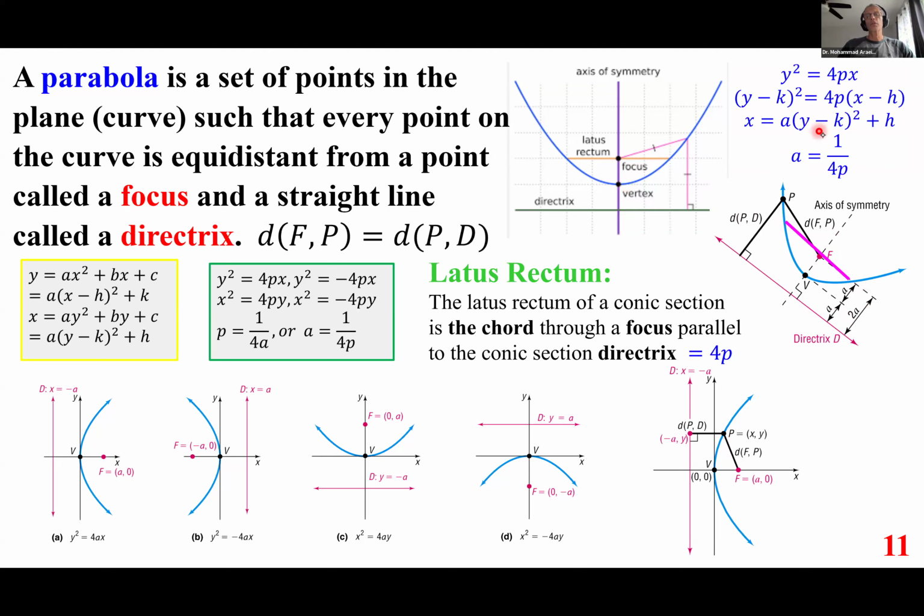Now, y squared equals 4px. If you have it centered at h and k, then y minus k squared is 4p times x minus h, or x equals a times y minus k quantity squared plus h. And as I mentioned, the relationship between the two is such that a equals 1 over 4p.